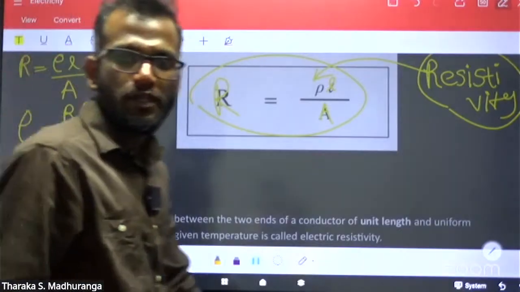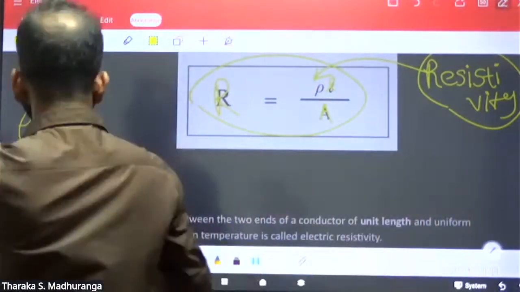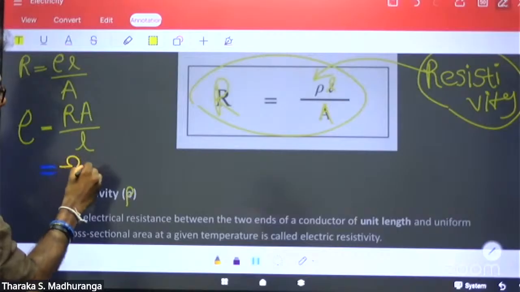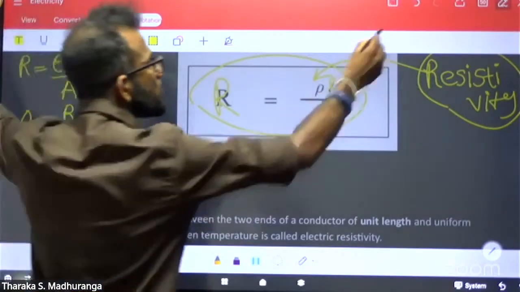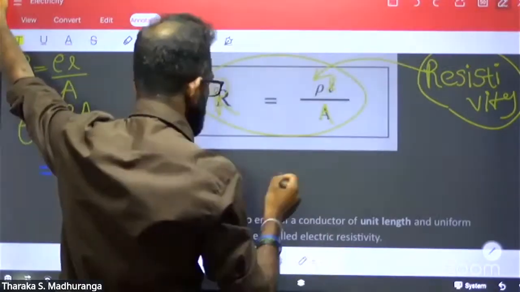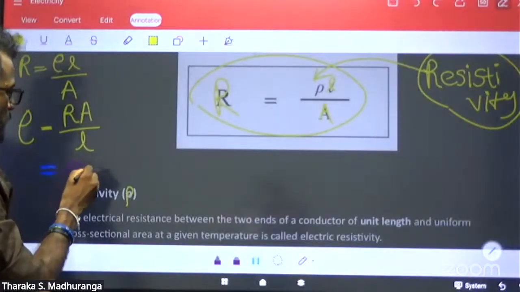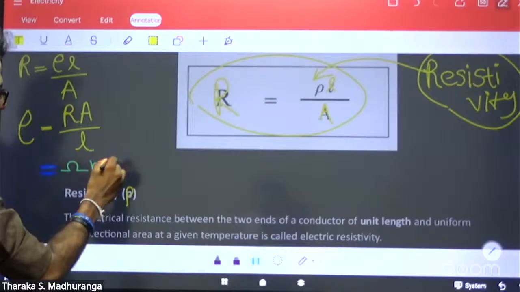Electric resistivity unit, not the length unit. You can see the R unit is ohm. R unit is ohm. It is a square meter.